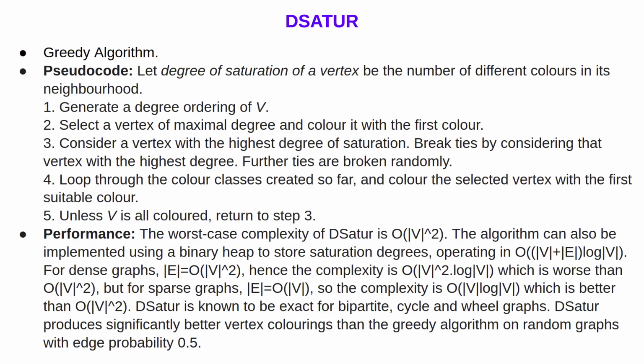But the good news is for sparse graphs, E is order of V, so the complexity is order of V log V, which is much better than order V squared. So this is an analysis of the time complexity which can be improved for sparse graphs. Also, DSATUR is known to be an exact algorithm for bipartite, cycle and wheel graphs, but it also performs well as a heuristic for random graphs, and it produces significantly better vertex colorings than the greedy algorithms on random graphs with edge probability 0.5.